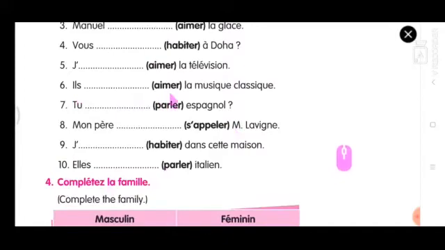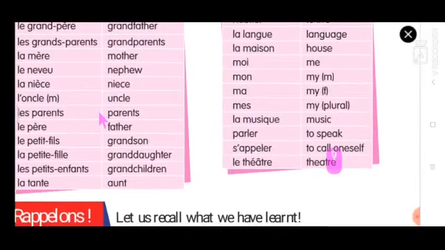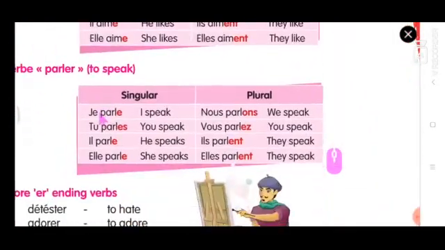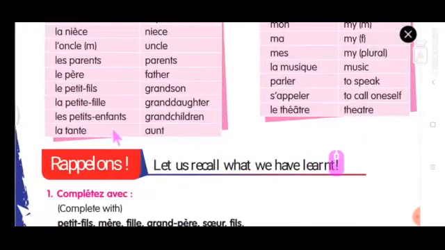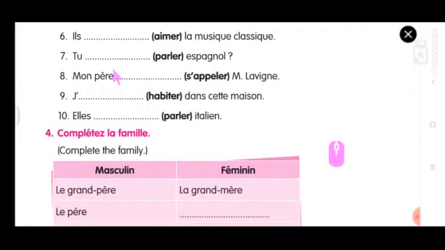A-I-M-E-N-T. Tu, dash, espagnol. Parler verb. Parler verb, you have to refer tu. Parler verb is here and tu is here. Tu parles. So this is the answer. Tu parles. P-A-R-L-E-S. Copy it here. Tu parles.